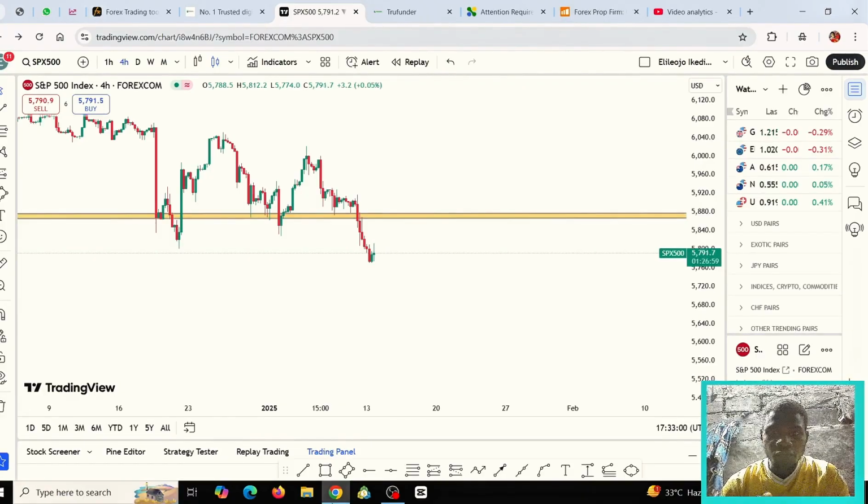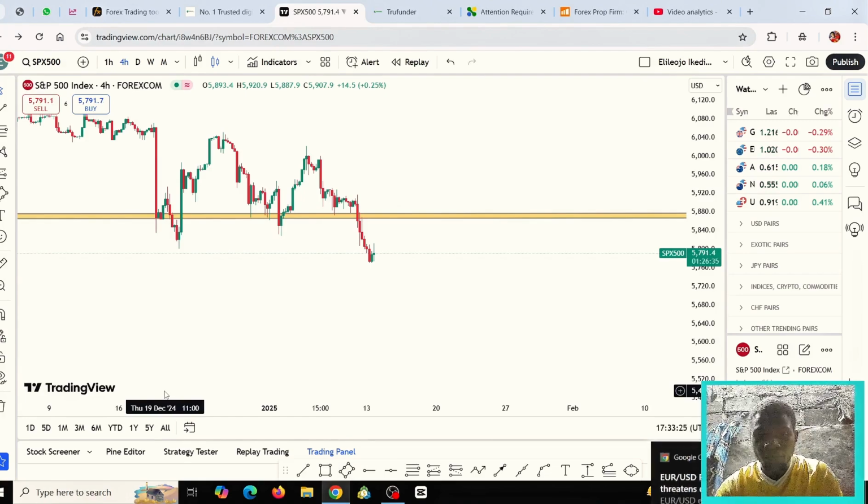Now, we come inside of my screen. Just like I said, today I'm going to be making this video to show you guys how to draw your trend lines properly. I'm going to be using about 4 different currency pairs as examples.